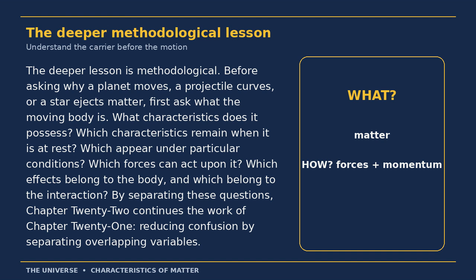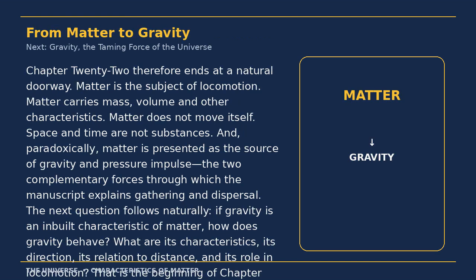Chapter 22 therefore ends at a natural doorway. Matter is the subject of locomotion. Matter carries mass, volume and other characteristics. Matter does not move itself. Space and time are not substances. And, paradoxically, matter is presented as the source of gravity and pressure impulse, the two complementary forces through which the manuscript explains gathering and dispersal.